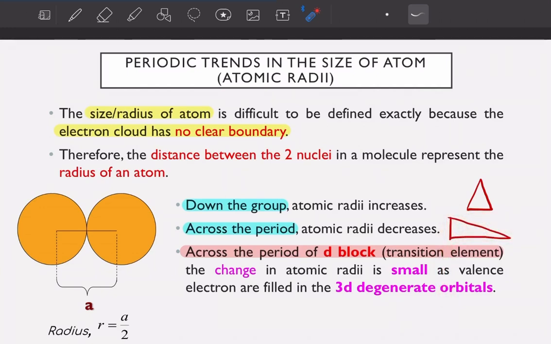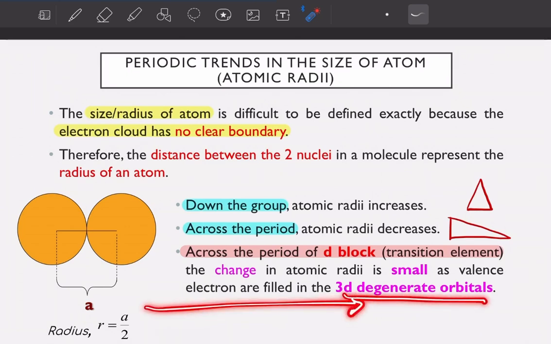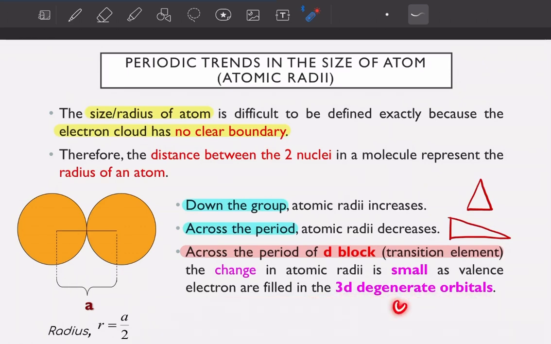Next, across the period of D block, or your transition elements, the change in your atomic radii is very small. Why is that so? Because as you go to the right, you add more protons, meaning more electrons too. So you are actually filling electrons in the inner shell, the 3D orbital, instead of your outermost shell, which is 4s. We will find out later in more detail why there is only a small change in atomic radii.